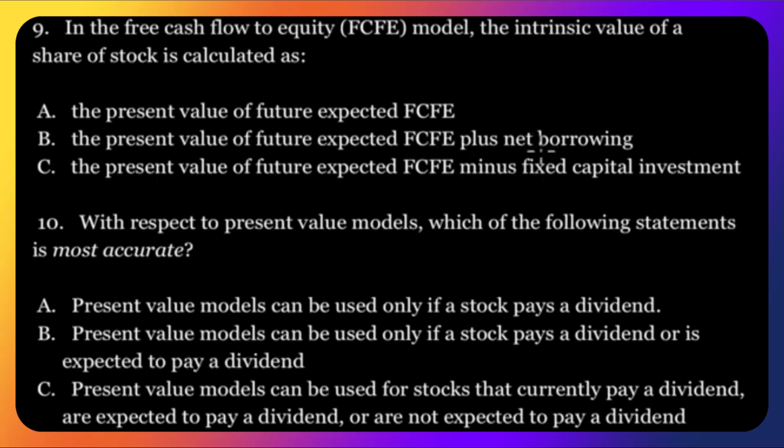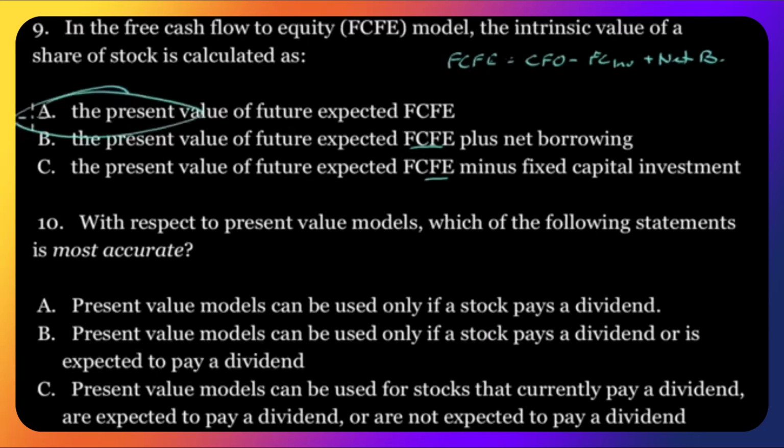Well, what this is doing, remember, we get to free cash flow to equity. Free cash flow to equity is our cash flow from operations minus our fixed capital investment, our capex, plus our net borrowings. So it's just trying to confuse you with something like that. We don't add net borrowings to free cash flow, and we don't subtract capital investments from free cash flow. We take cash flow from operations minus capex plus net borrowings to get free cash flow to equity. It is just the present value of future expected free cash flow to equity.